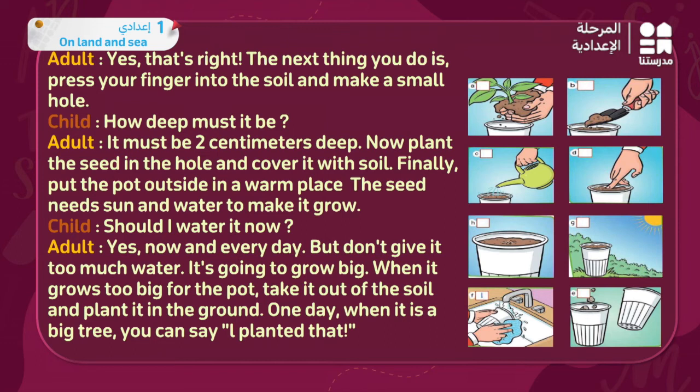When it grows too big for the pot, take it out of the soil and plant it in the ground. One day when it's a big tree, you can say I planted that. When you see it in front of you as a big tree, you will be able to be so proud of yourself and to say I planted this tree.